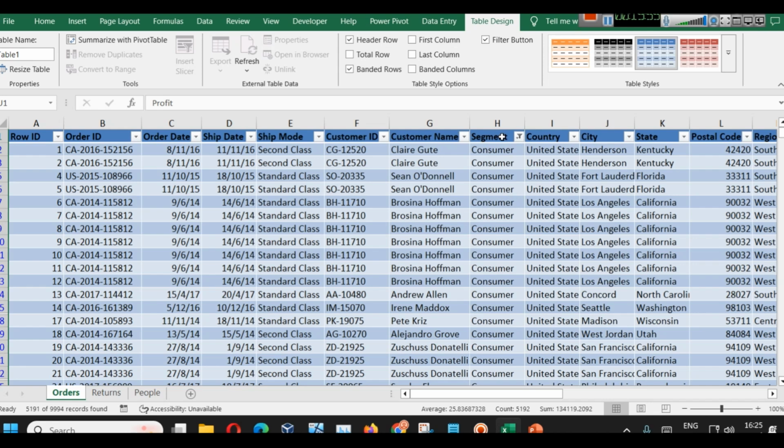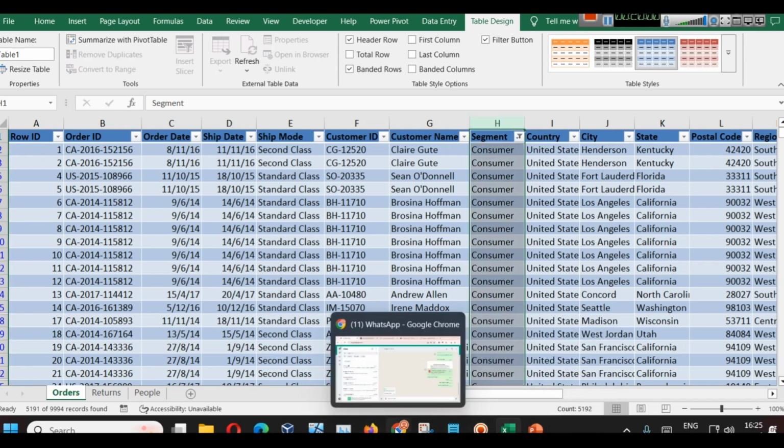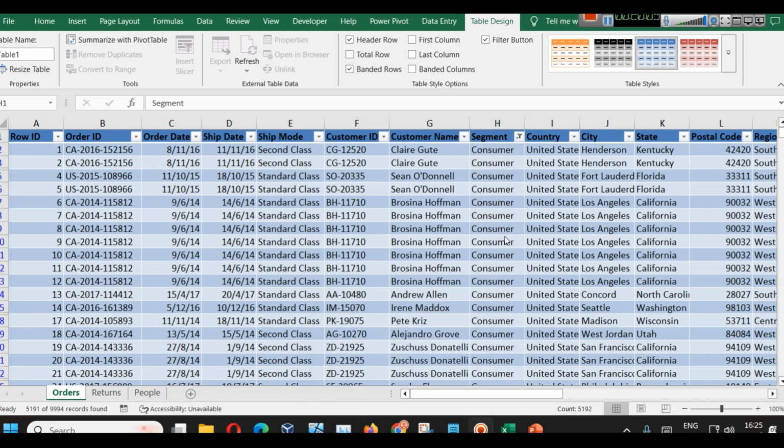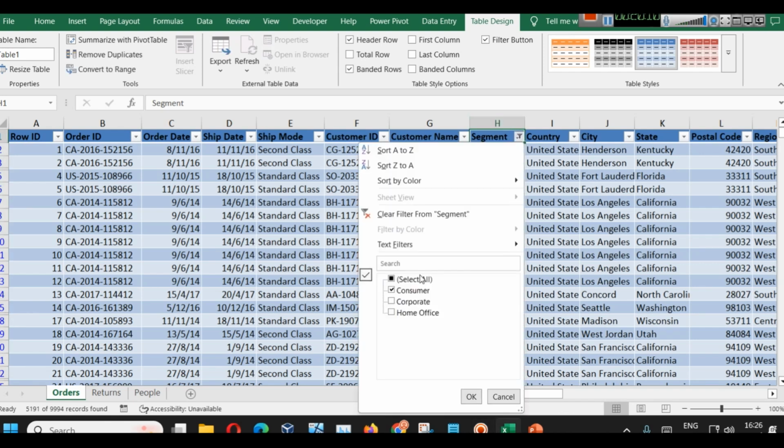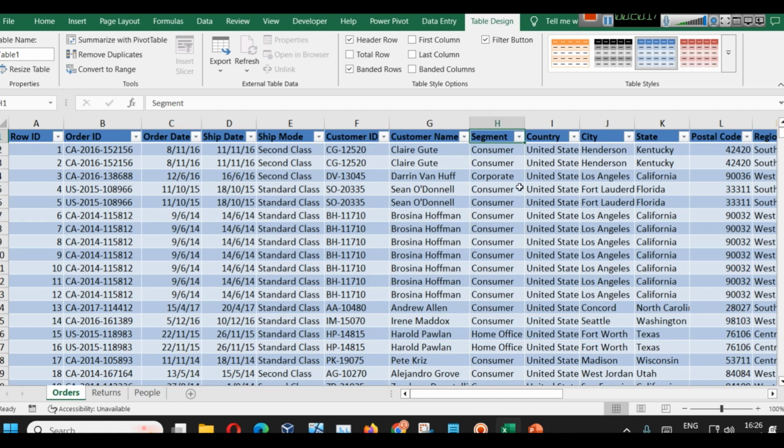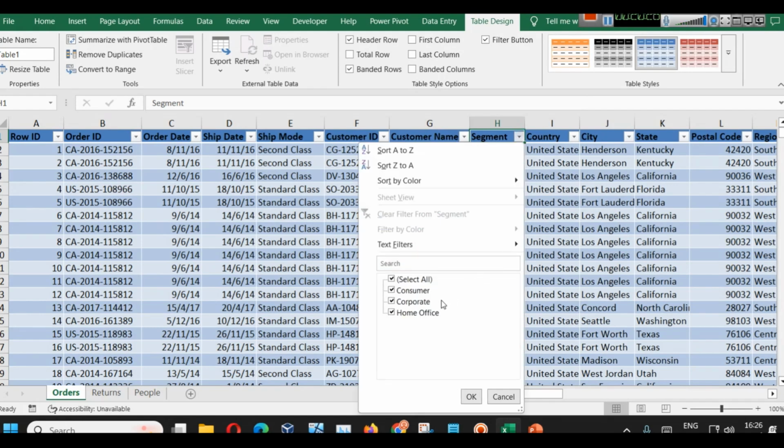But this type of data is what? Nominal data. Okay, what is this? A nominal data. So see, nominal is very few, right? Here we have a total of 10,000 rows, but out of those 10,000 rows we only have 3 or 4 types of segments.